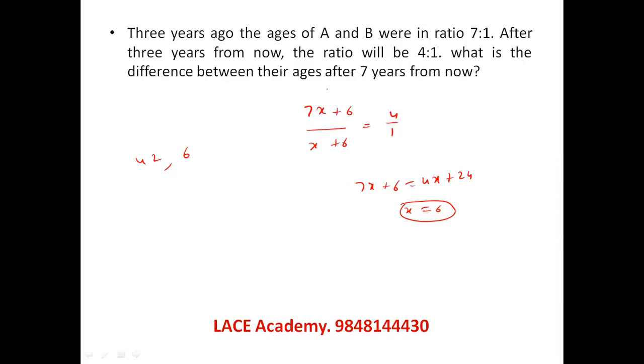What is the difference between ages 7 years from now? The difference between the ages will always be the same. So the difference between 42 and 6 is 36. The age gap always remains the same, right? So 36 years is the age gap between them.